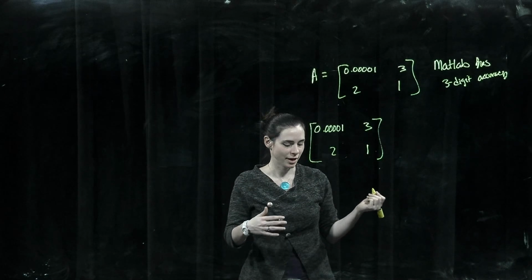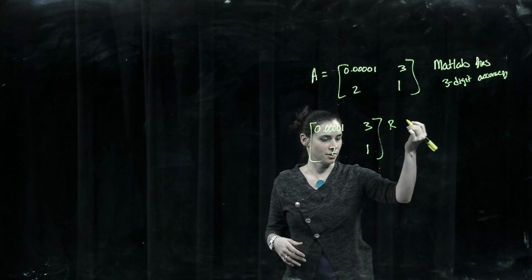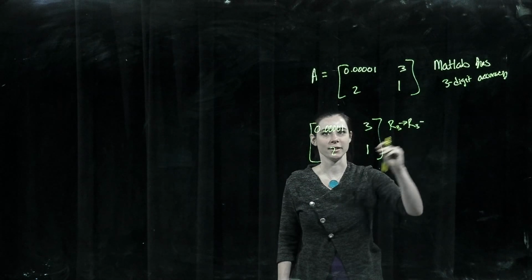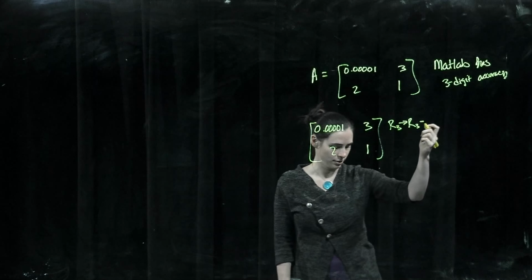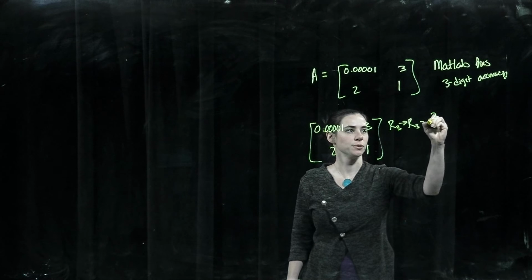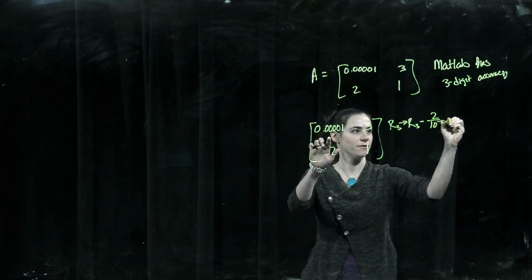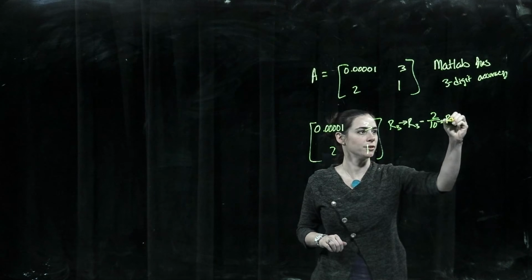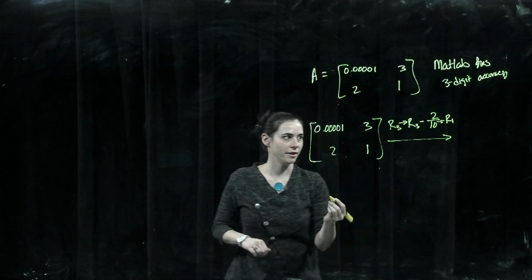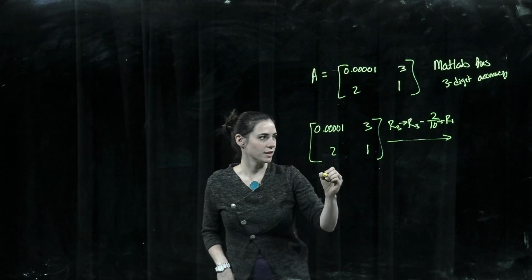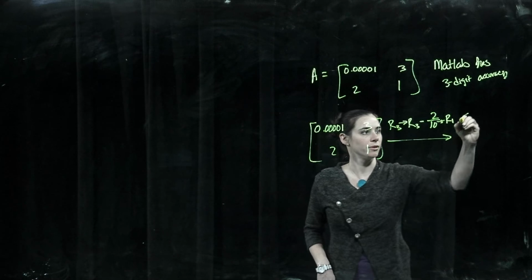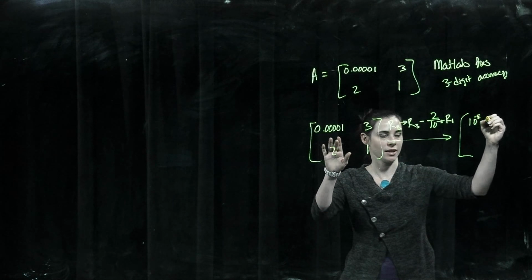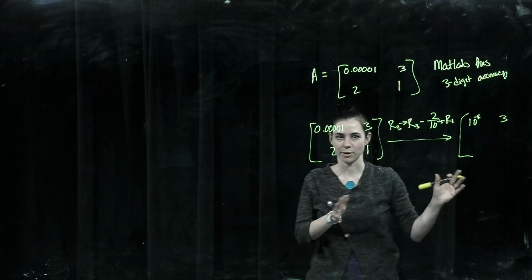So to do Gaussian elimination on this, the first thing we do is take row 3 and replace it by row 3 minus the factor between these two. So that's going to be 2 divided by 10 to the negative 5th, times R1. So if we go ahead and do that operation, we're going to get the matrix. So the first one is the same, so I'm just going to write that as 10 to the negative 5th, 3. That row doesn't change at all.